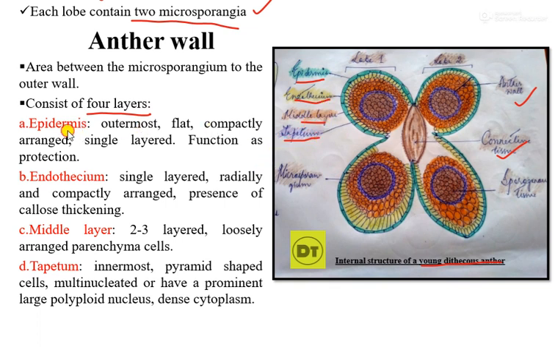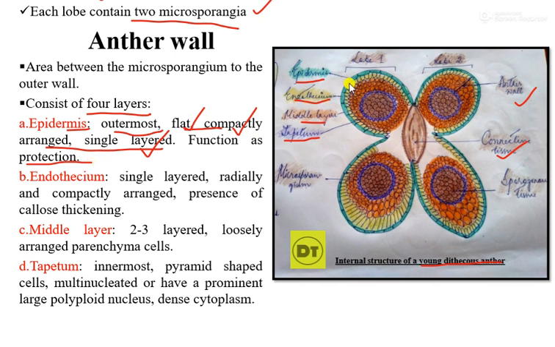Now let's see epidermis. Epidermis is the outermost flat, compactly arranged single layer. The green colored layer you can see in this diagram is the epidermis. How many green layers can you see here? 1, right? So it is a single layer. How do the cells look? These are flat. How are they arranged? Compactly, tightly arranged. There are no intercellular spaces between them. Now, what is the function of this epidermis? Their function is protection.